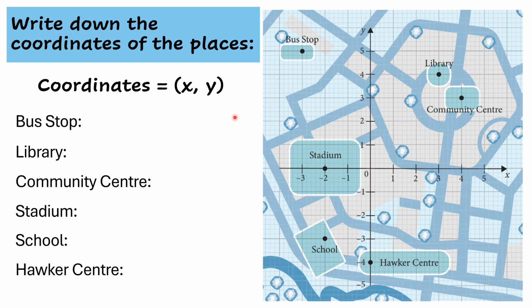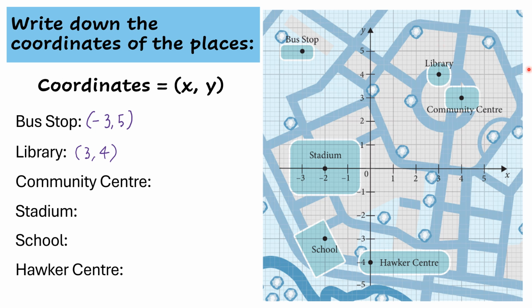So let's first look at the bus stop. The bus stop is here, so you will need to observe, always remember, start off with the x followed by the y. So you look for the x and then you follow with the y. Let's check if you get the answers right. By writing the coordinates, I have the answer as -3 and 5. Now how about the library? The library is here, the x is 3 and the y coordinate is 4. I hope you get this right.